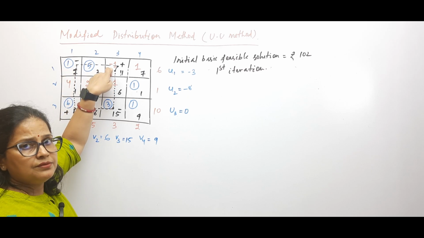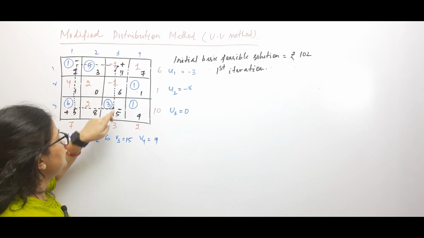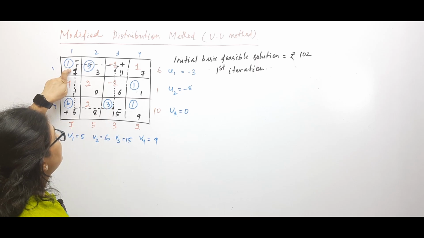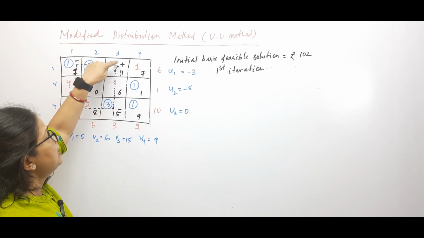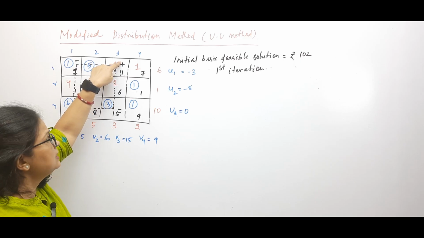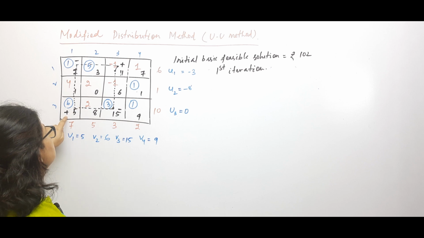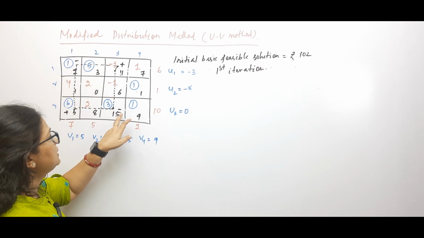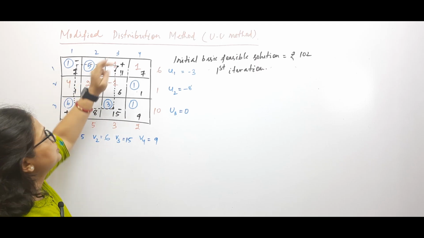Delta ij will be the most negative number. Here we have started our loop. The loop continued through the allocated cells, and here we closed it. Mark this as a positive sign, and the alternate corners negative, positive, negative. We put a positive sign here, then the alternate corners will be negative, positive, negative, positive, like this.